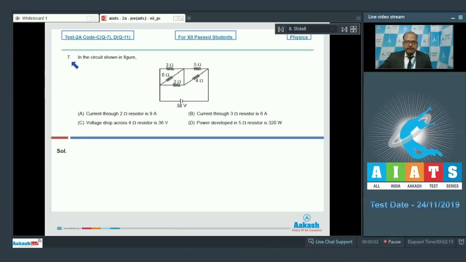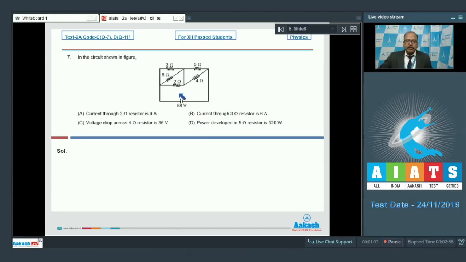Question 7 says, in the circuit shown in figure, well, the circuit is given, 4 statements have been given. Current through 2 ohm resistor is 9 ampere, current through 3 ohm resistor is 6 ampere, voltage drop across 4 ohm resistor is 36 volt, power developed in 5 ohm resistor is 320 watt. Well, this is a section in which one or more than one option may be correct, so we need to evaluate each and every option.